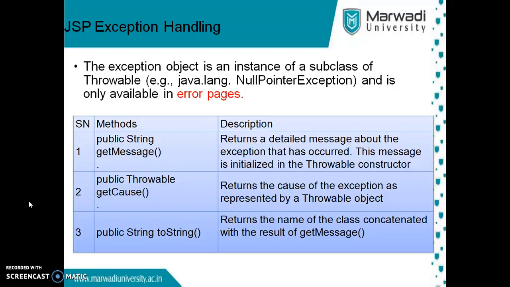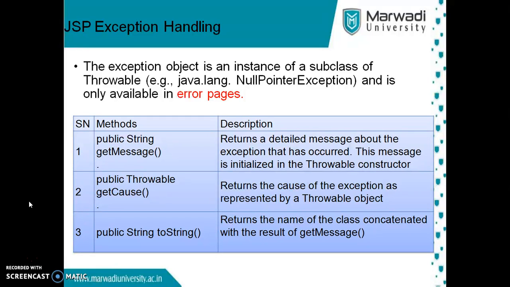So to handle these kinds of exceptions and errors, we have exception handling methods. The exception object is an instance of a subclass of Throwable, that is a java.lang.NullPointerException, right? So we have two attributes, errorPage and isErrorPage. Let's see the methods first of all.